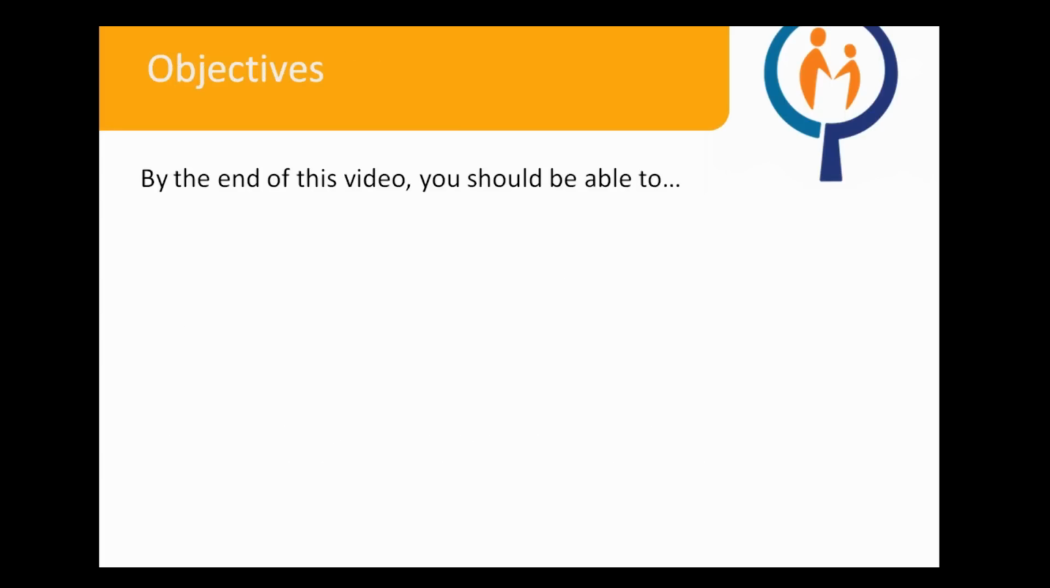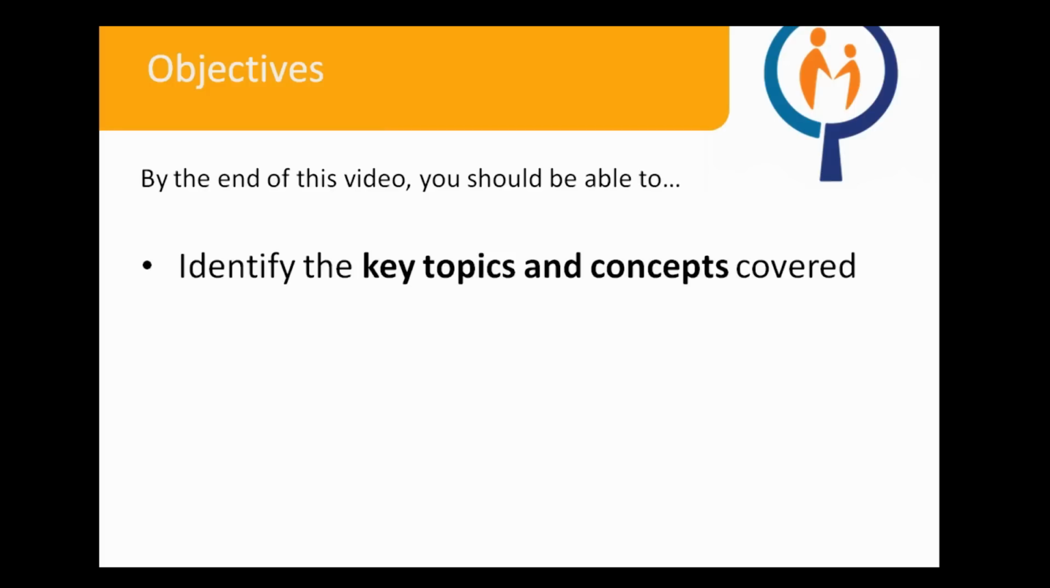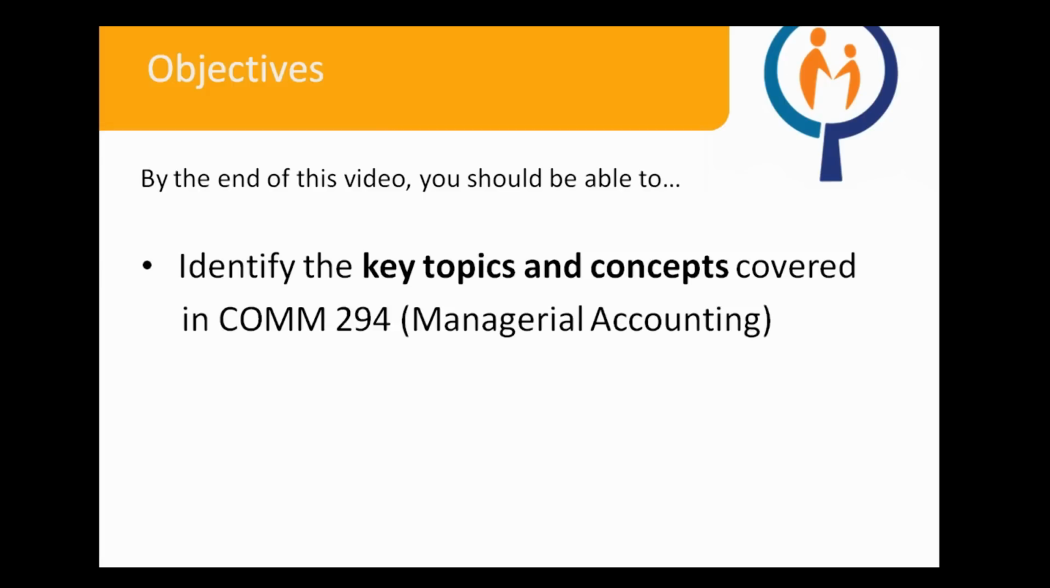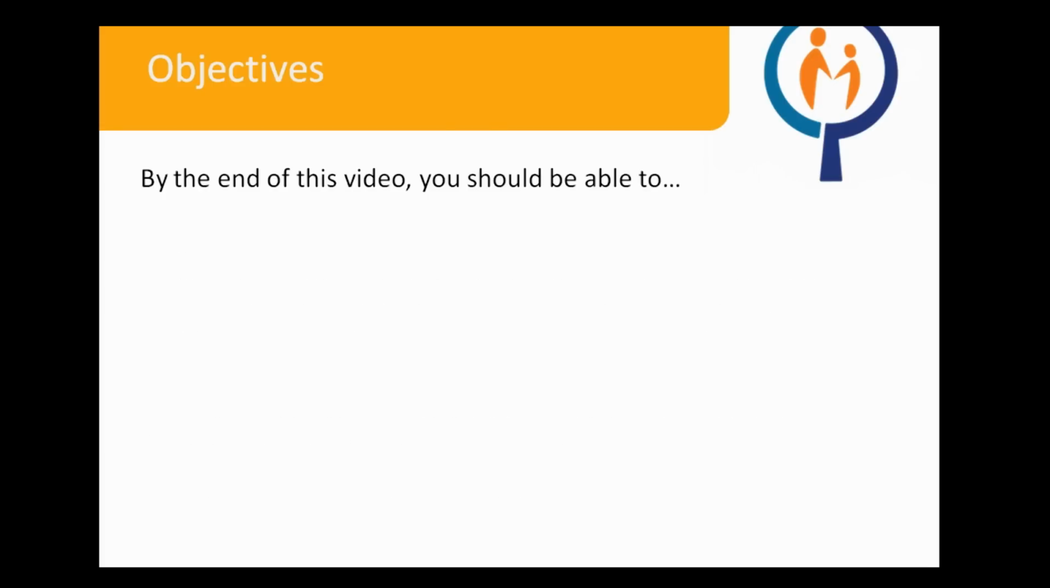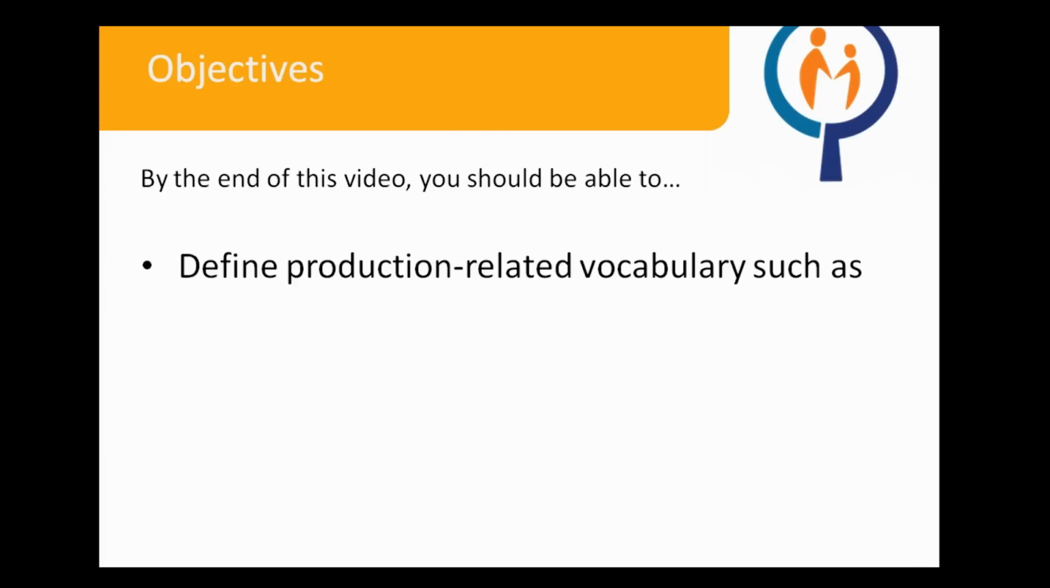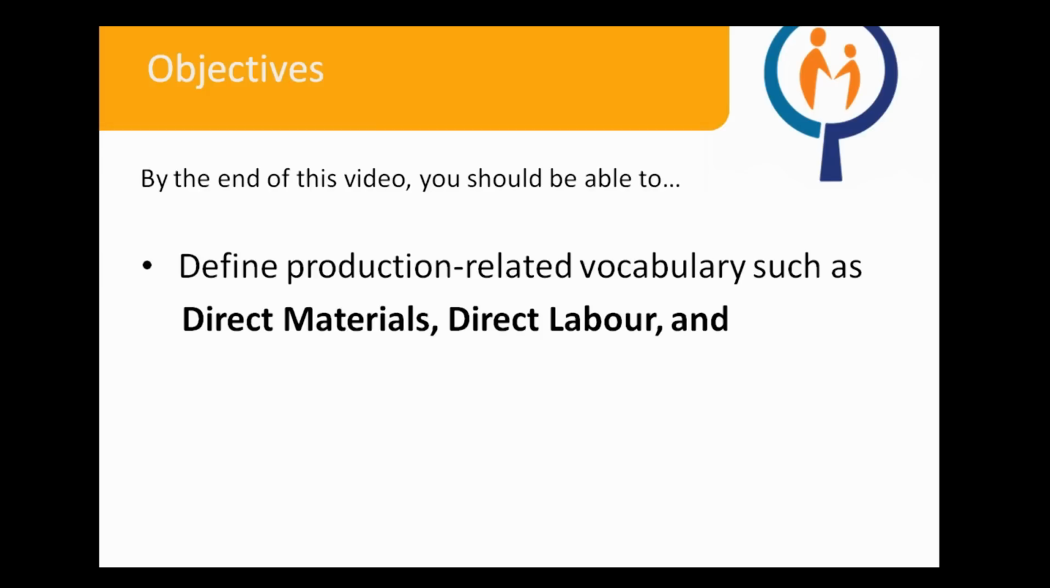This concludes the online tutorial on the introduction of Commerce 294. Let's review our objectives for today. By now, you should be able to identify the key topics and concepts covered in COMM 294, Managerial Accounting. You should be able to identify the key differences between managerial and financial accounting. You should be able to define various production-related vocabulary, such as direct materials, direct labor, and manufacturing overhead.